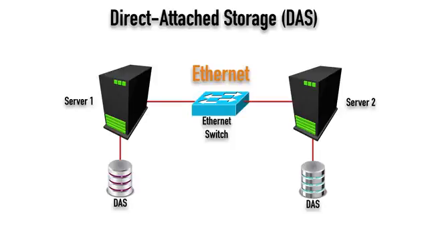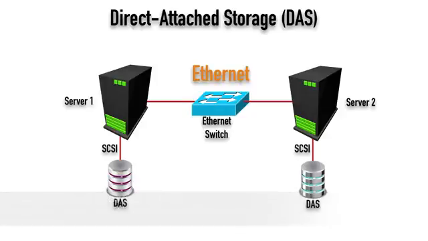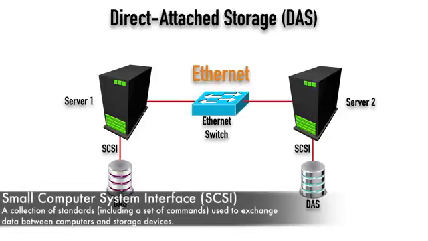Here in this example, we've got some independent servers. We've got server 1, server 2. They each have a connection to their own hard drives. This direct connection to their hard drives, which might be internal hard drives, this is called DAS, D-A-S, Direct Attached Storage. And typically, servers are going to be running SCSI. SCSI stands for Small Computer System Interface. And that's the language that a server or computer can speak to its hard drive.